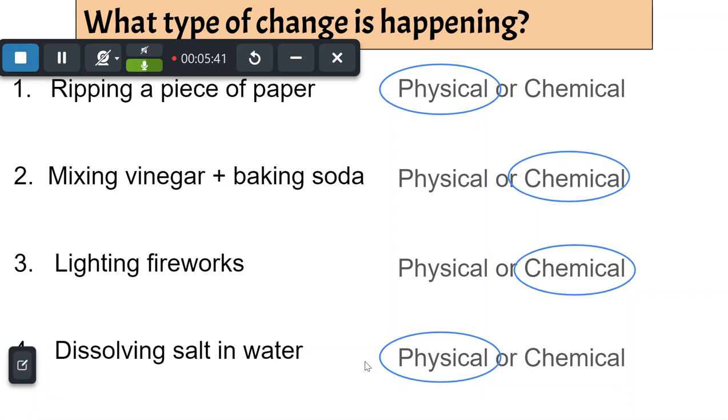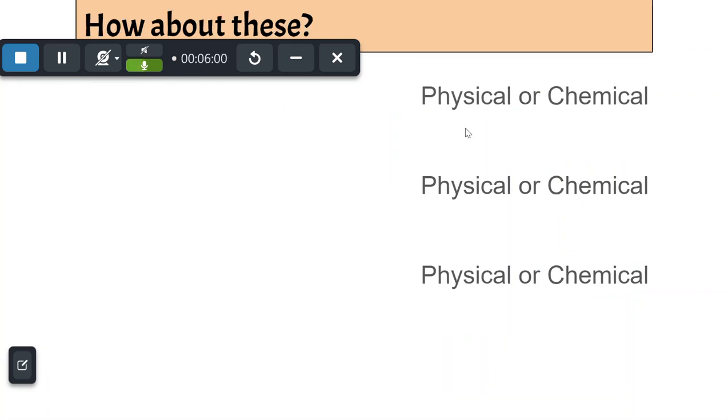So that is reversible. You can actually let the water evaporate, or you can use a distilling apparatus. You can get the salt back out. It's not easy, but it is something that you can do. When you dissolve salt in water, you have salt and water that you can separate back out again. All right, so just a couple more.